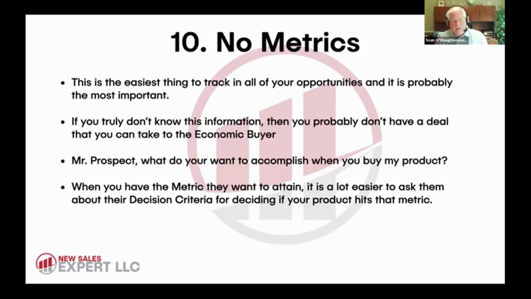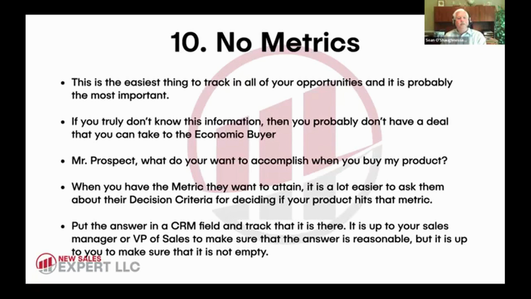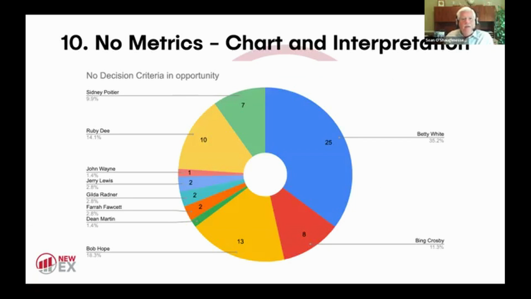Because it really is. If I do this and we hit this, Mr. Economic Buyer, you agree you're going to buy, right? You're going to open up the budget and make that happen. Put the answer in your CRM, track that it's there. Your sales VP is going to make sure that it's actually it. Makes sense. You, as the CEO of the company, you're going to track to make sure it's not empty. And then we look and we see the same problem people. Surprise, surprise. That's how I created the data. But we see the same problem people and the same people that are knocking it out, right?